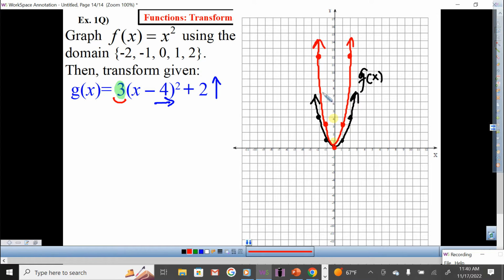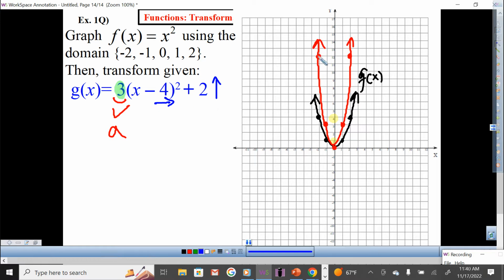Now check this out. I did that in red because I only did what transformation? A. Tell your neighbor what's left in order for us to finish the entire transformation. What's left, everyone? Jose. H and K. So that means we move all the points 4 to the right and 2 up.